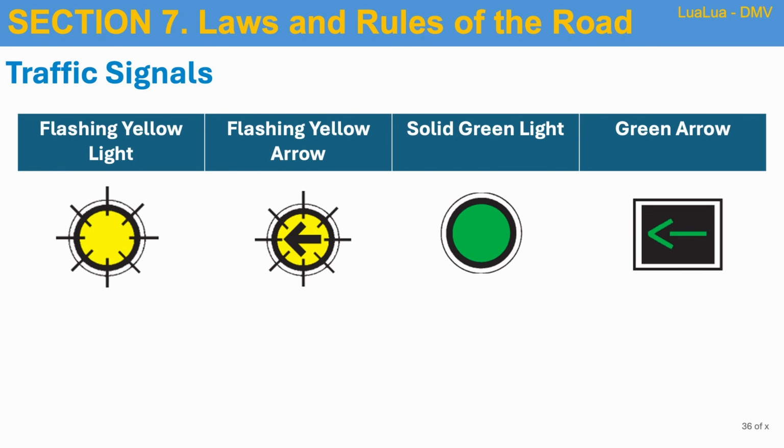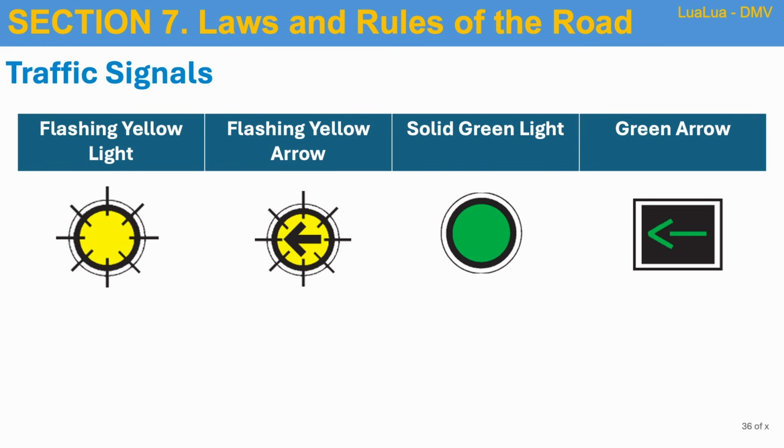Solid green light. A green traffic signal light means go. You should still stop for any vehicle, bicyclist, or pedestrian in the intersection. Only proceed if you have enough space without creating a danger to any oncoming vehicle, bicyclist, or pedestrian. Do not enter the intersection if you cannot get completely across before the traffic signal light turns red. Green arrow.